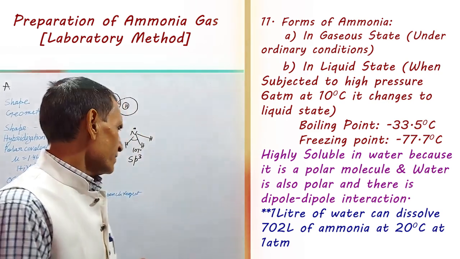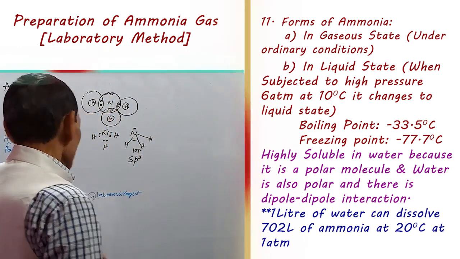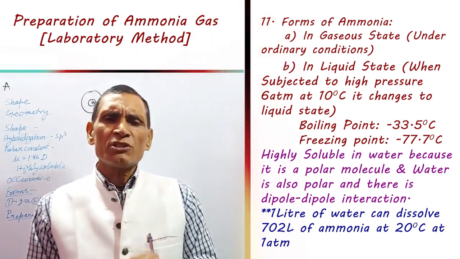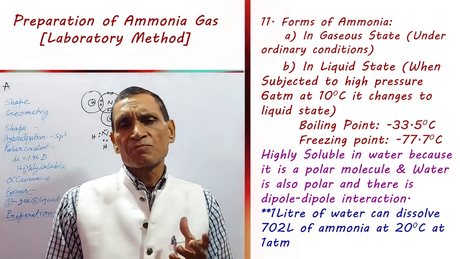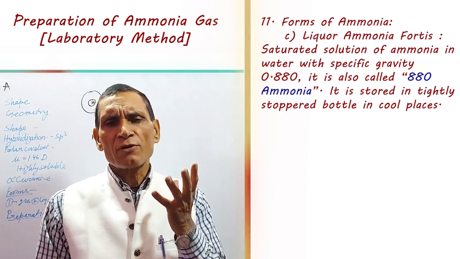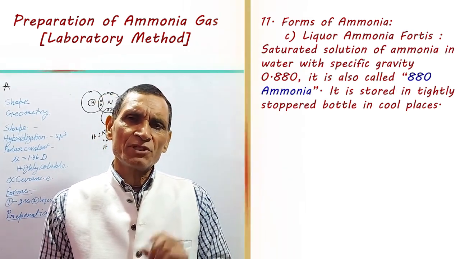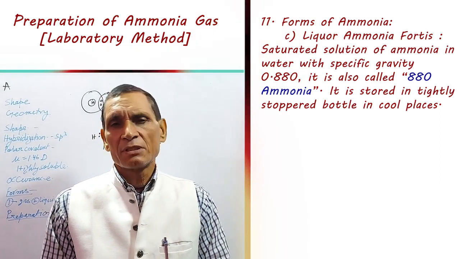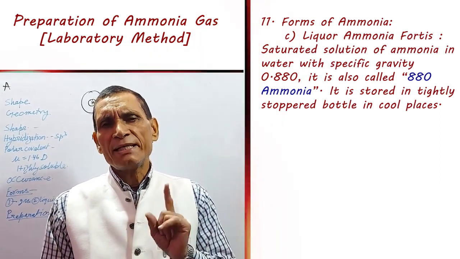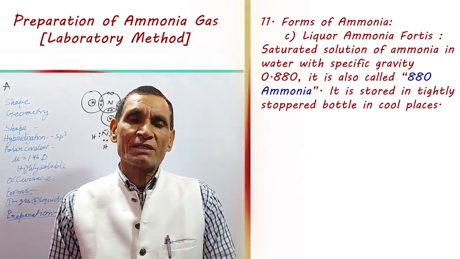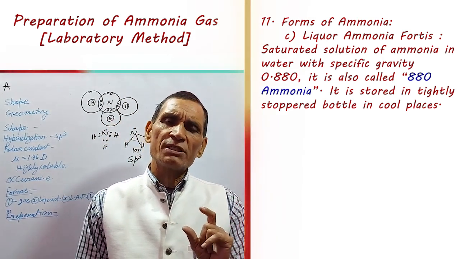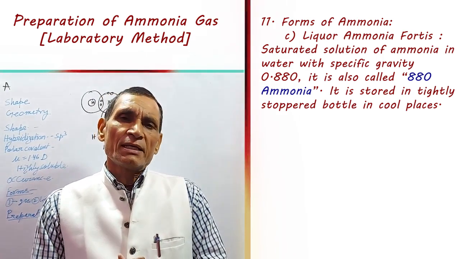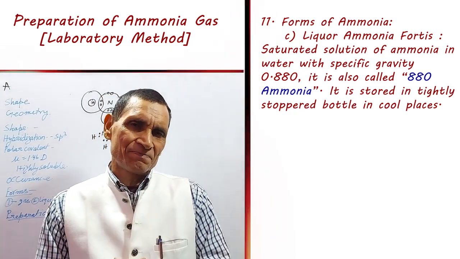Next point, liquor ammonia fortis. Liquor ammonia fortis is the saturated solution of ammonia in water with specific gravity 0.880. It is also called 880 ammonia. This liquor ammonia fortis is stored in a tightly stoppered bottle in cold places.